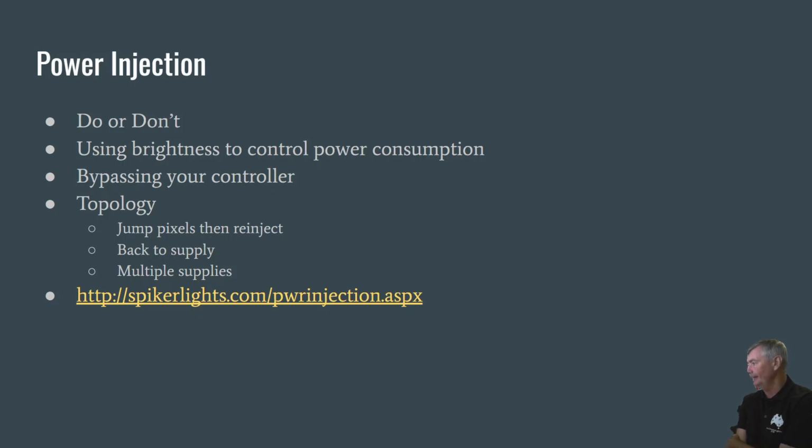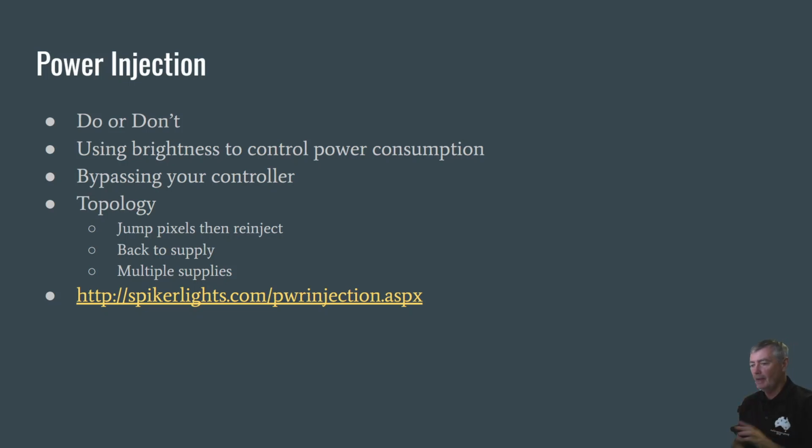They typically have 5 amp or 3 amp fuses there. If you're going to inject or run more pixels, you're going to have to inject that power by bypassing your controller and taking the power directly from your power supplies.